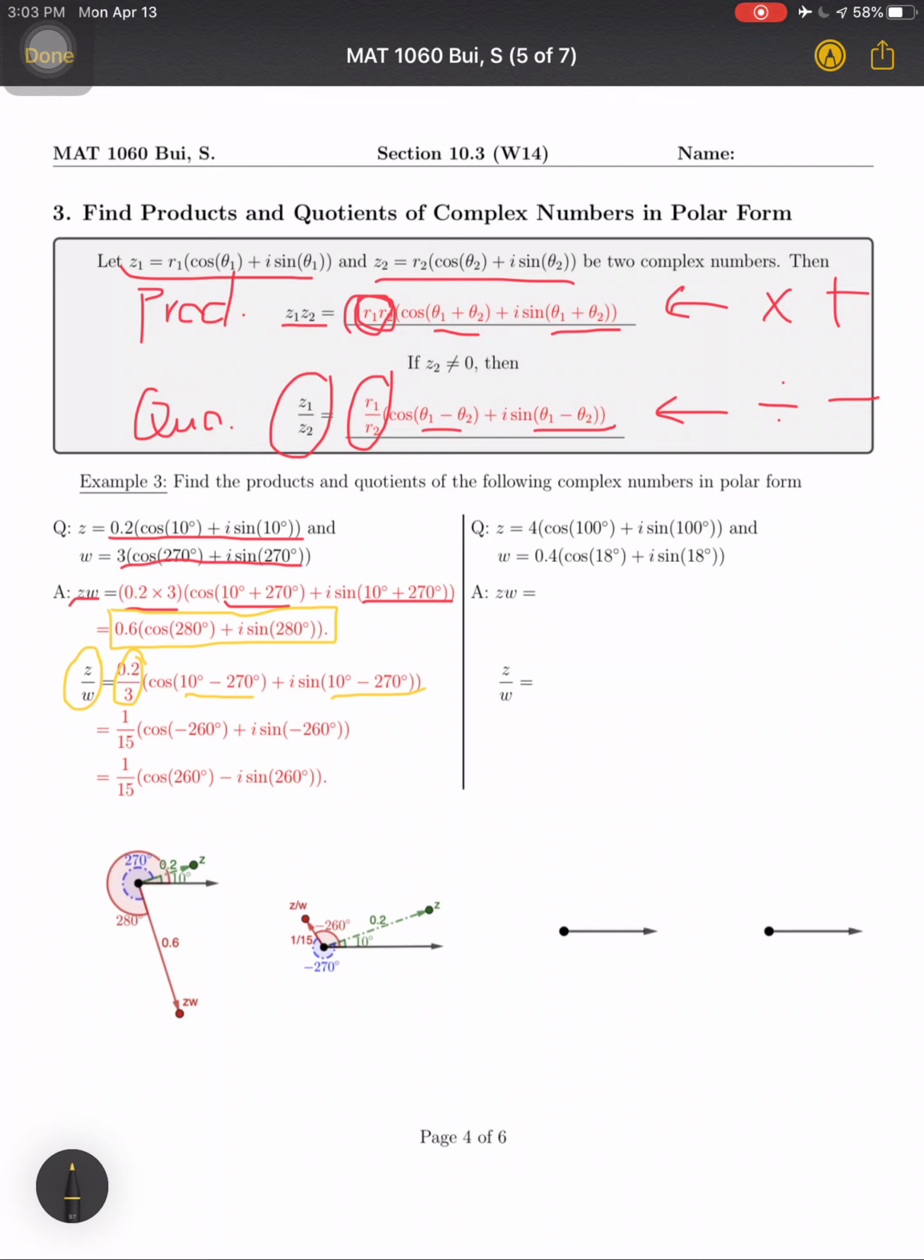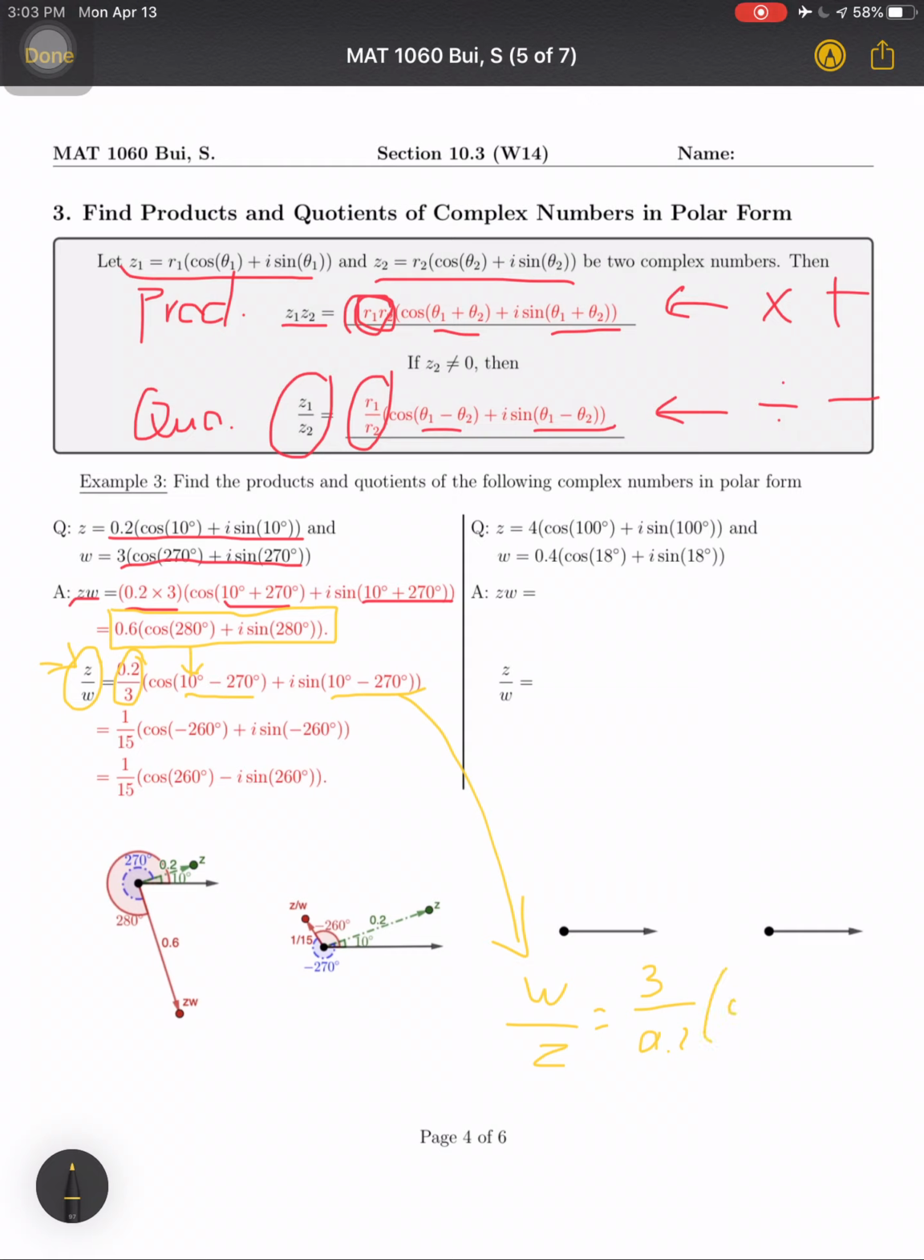I do this example with a purpose, to show you guys that it's not always just the bigger measurement minus the smaller angle measurement. If I put Z on top in here, that means the angle for Z has to go first. Don't switch them, because if you switch them, it's going to mean something different. If you do 270 minus 10 in here, it means that you do W divided by Z. So let me put it down here so you guys don't get confused over this one. If I want, I can do W divided by Z, and in that case, I'm going to get 3 divided by 0.2 in here, and the angle in here.